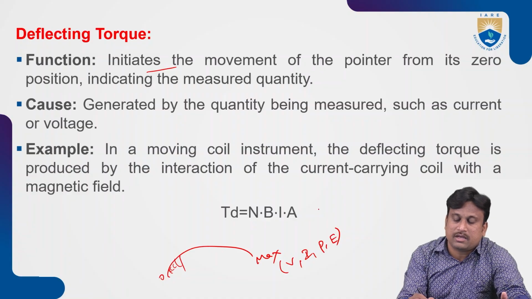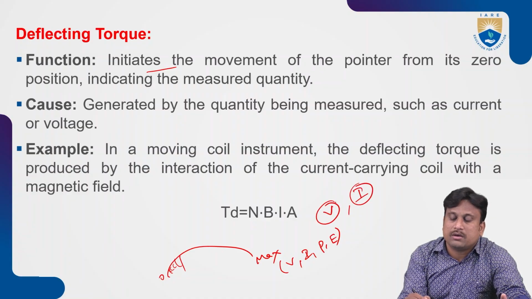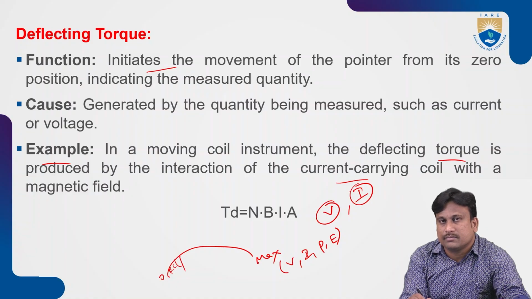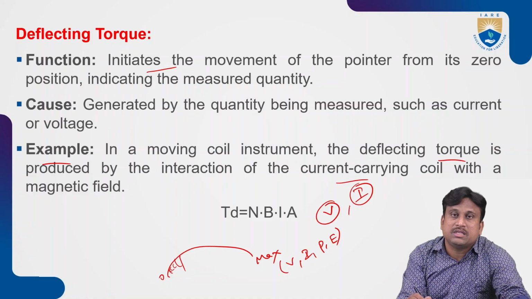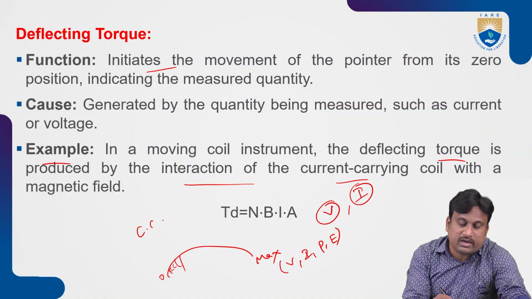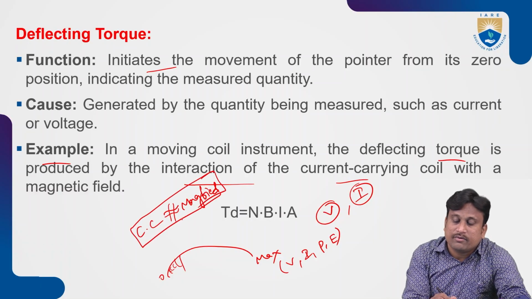Not only current or voltage, we can initiate it with some other factor also. The basic example is the moving coil instrument, where deflecting torque is produced by the interaction of a current carrying coil with a magnetic field. So we have the current coil arrangement that is aided with the magnetic field setup, which leads to the production of deflecting torque.